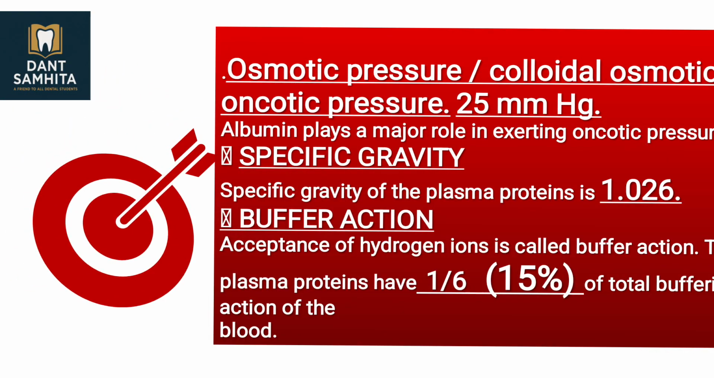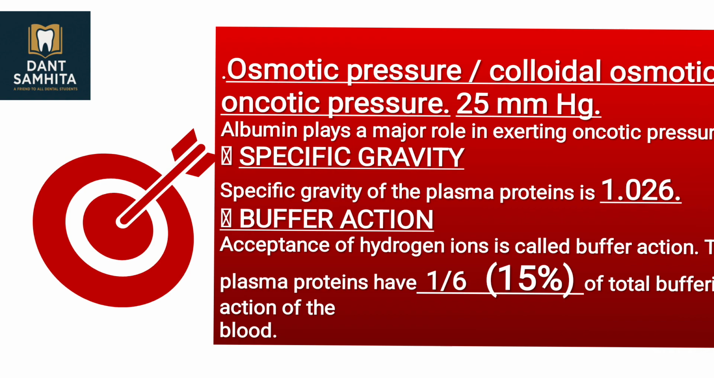Coming to the next very important features. What are the features of plasma? The oncotic pressure or the colloidal pressure is 25 mmHg, where albumin plays a very major role in exerting the oncotic pressure. So what is the oncotic pressure or the colloidal osmotic pressure? It's nothing but the pressure exerted by the plasma on the capillaries. That is the osmotic pressure, 25 mmHg. This value has to be remembered. They come in MCQs, they come in your viva. They can even ask you questions on your theory paper about plasma proteins. This point has to be mentioned.